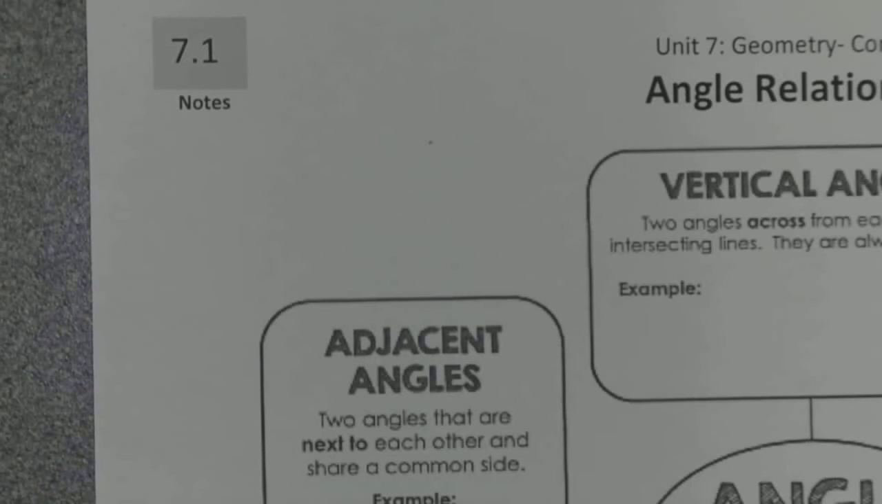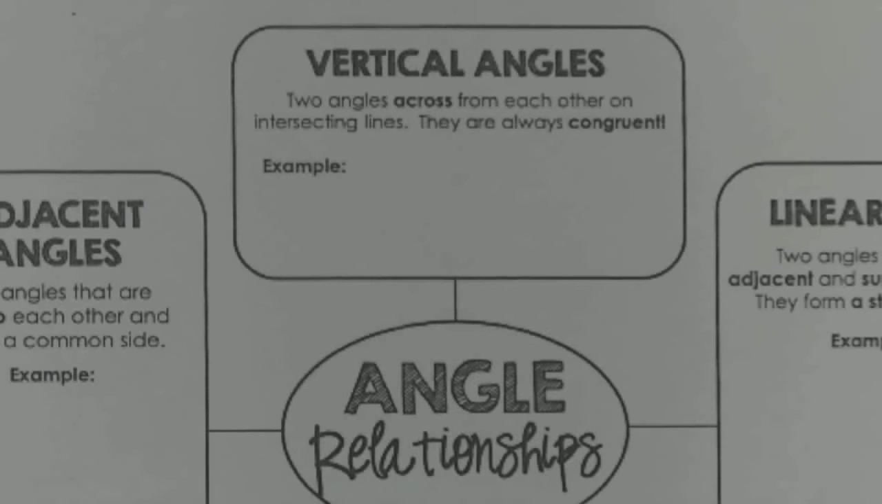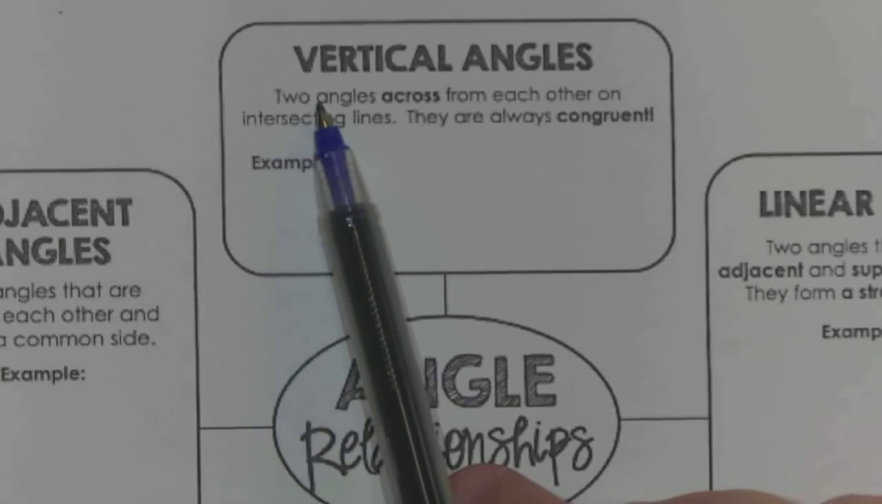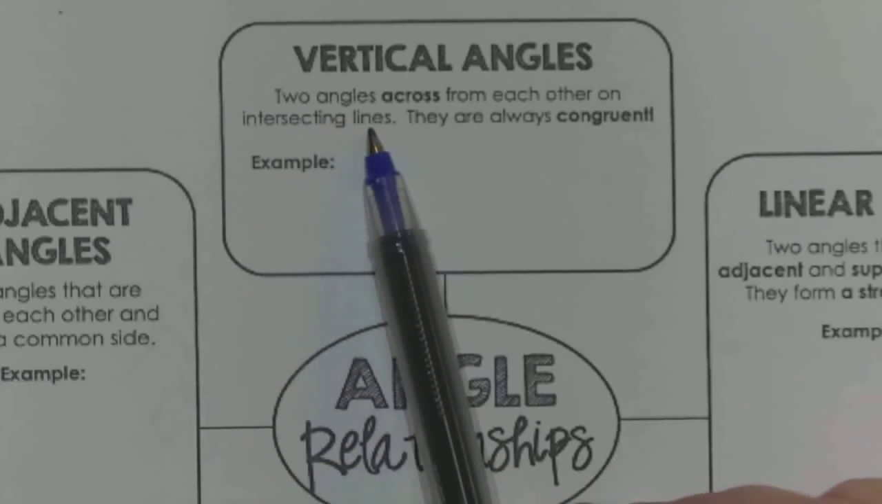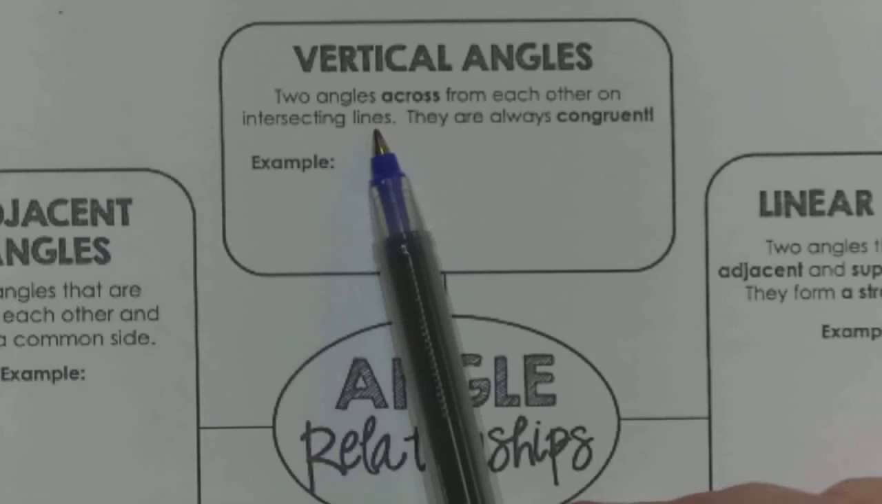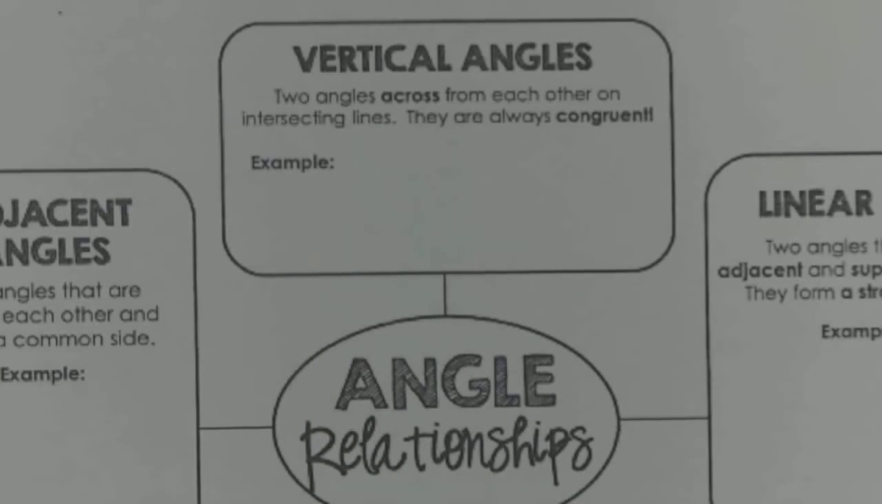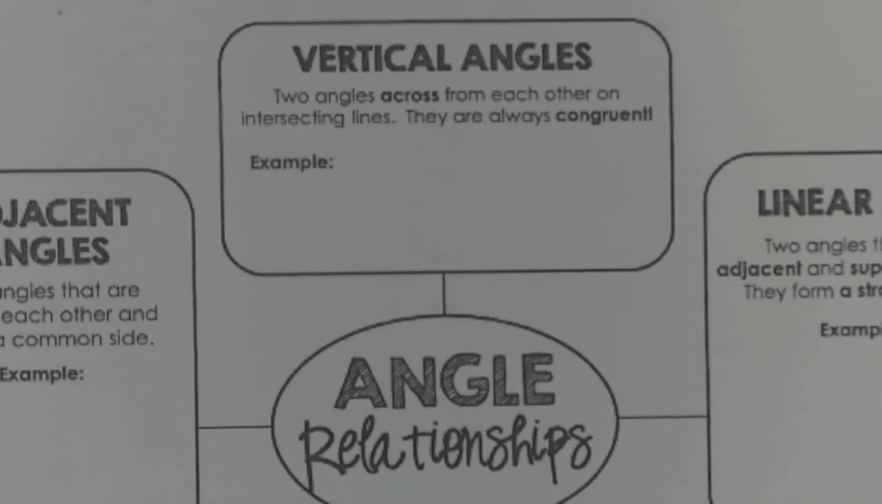So this is Note Taking Guide 7.1, and we're talking about angle relationships. Does anybody know what vertical angles are? Isn't that like vertical, like on the y-axis, or the x-axis? Oh, so you're thinking about either up or down or left or right, right?